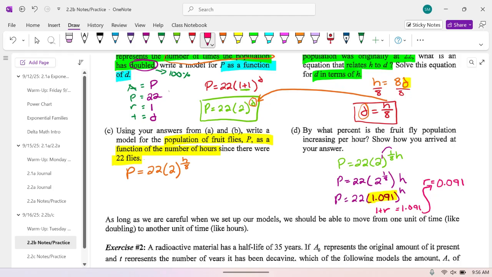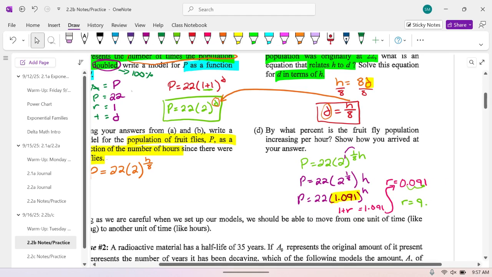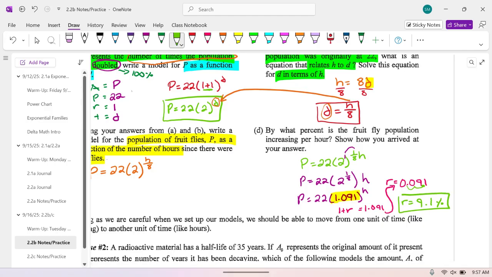9.1%. You could have either multiplied that decimal by 100 or done the 2 decimal place move. So if I move this 2 decimal places to the right, my rate is 9.1%. So every hour, they're increasing by 9.1%. So we know they double every 8 hours, but we want to know what percent they're actually growing per hour. It would be 9.1%. Does that make sense?